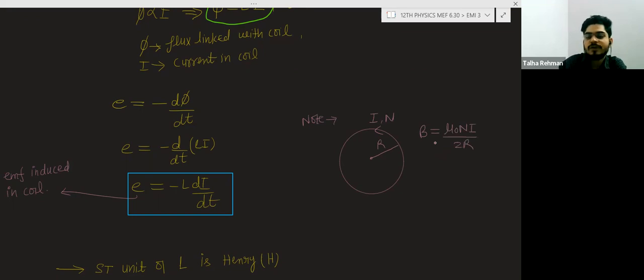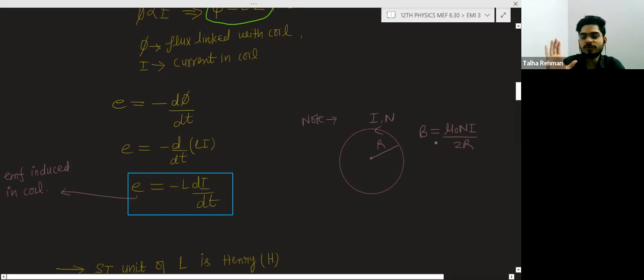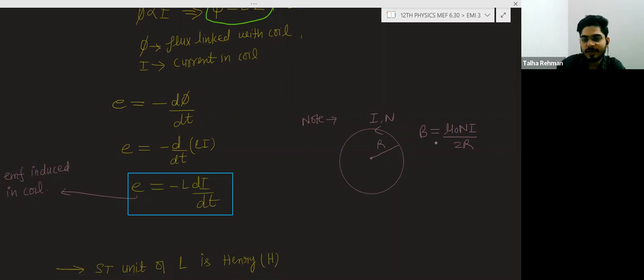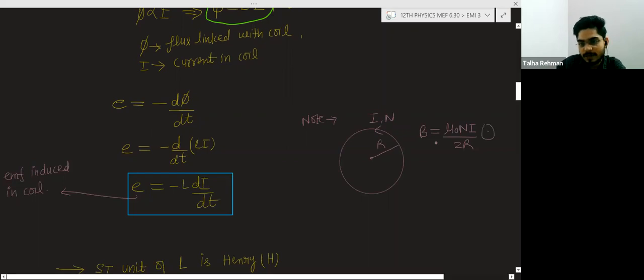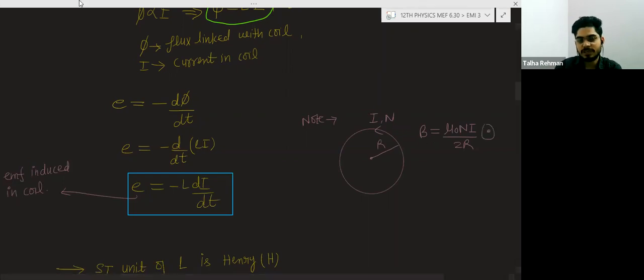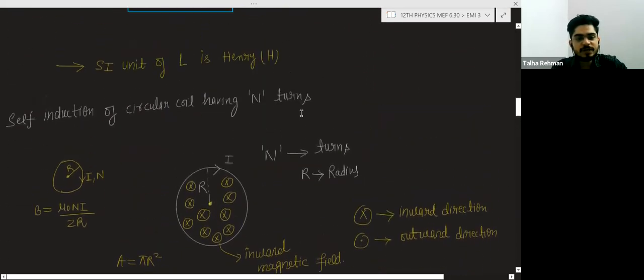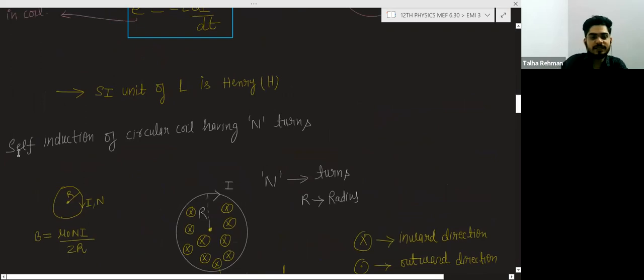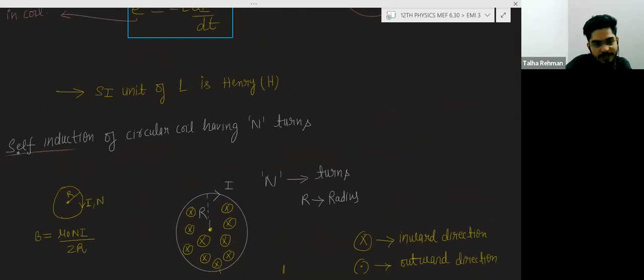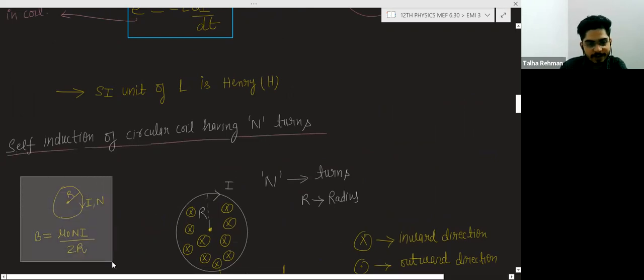This is the formula. And for direction, you will use the right hand thumb rule, so you will get the direction in the outward direction. Okay, so this thing you should know. Now here we will calculate the coefficient of self induction of a circular coil having n turns. I have already written this formula.